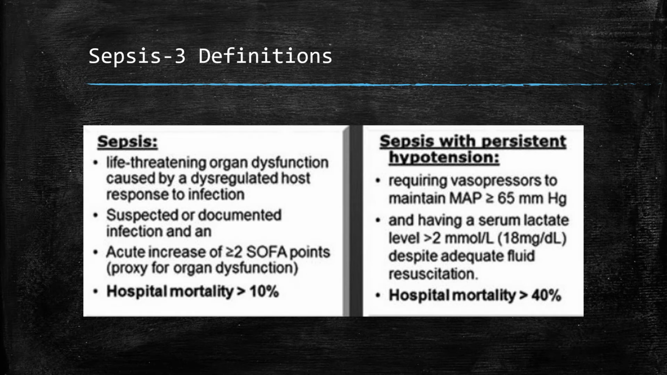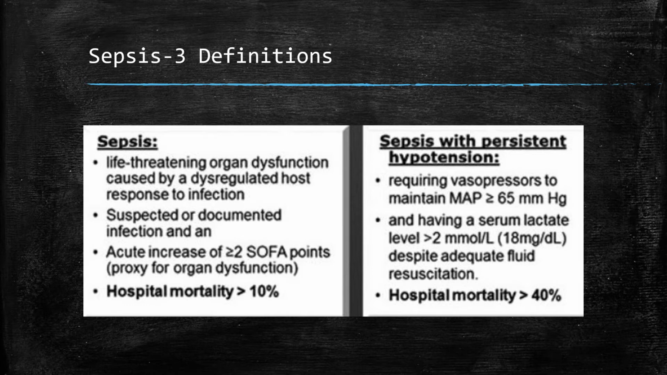I've copied here the most recent definitions of both sepsis and septic shock. Sepsis is defined as a life-threatening organ dysfunction caused by a dysregulated host response to an infection. This infection can be documented or merely suspected. The degree of organ dysfunction is measured by the SOFA score, which we'll go over in just a bit. The hospital mortality rate for a septic patient is above 10%.